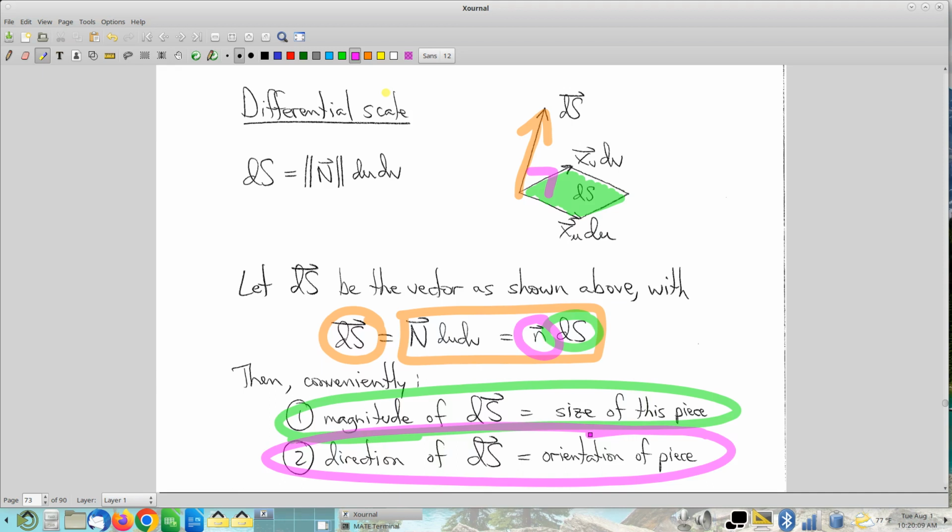This ds vector, this one thing, tells you everything you need to know about that little piece of surface. You want to know how it's oriented? Cool. You want to know how big it is? Bam. It's all encoded in this one thing, the ds vector. So that's why this ds vector is interesting, and why we are going to give it this name and introduce it into the system. Okay. All right. And we are ready to do business now, believe it or not.